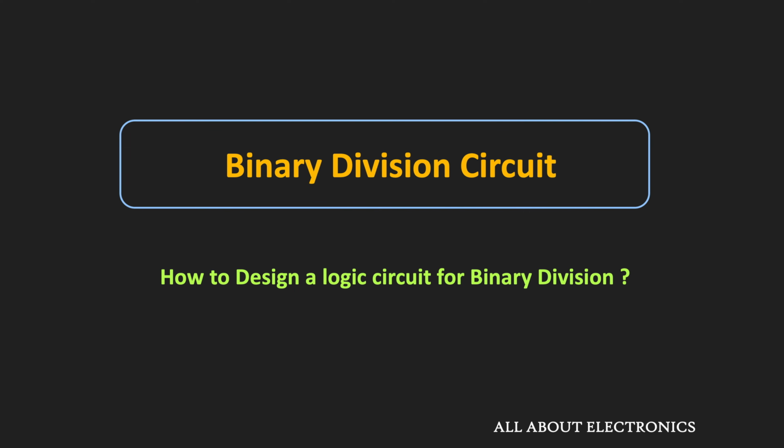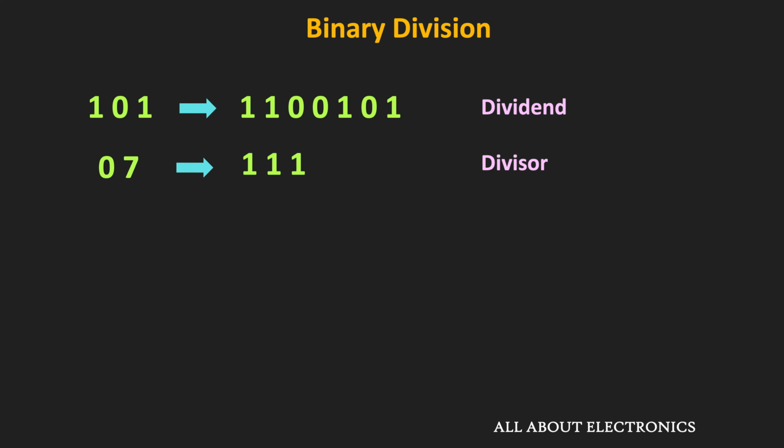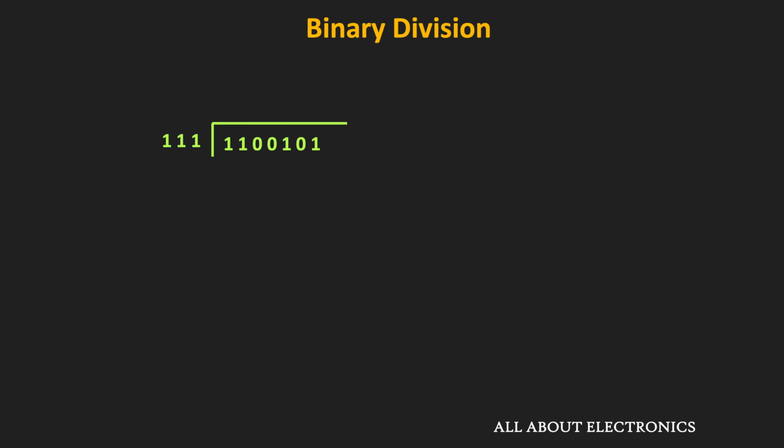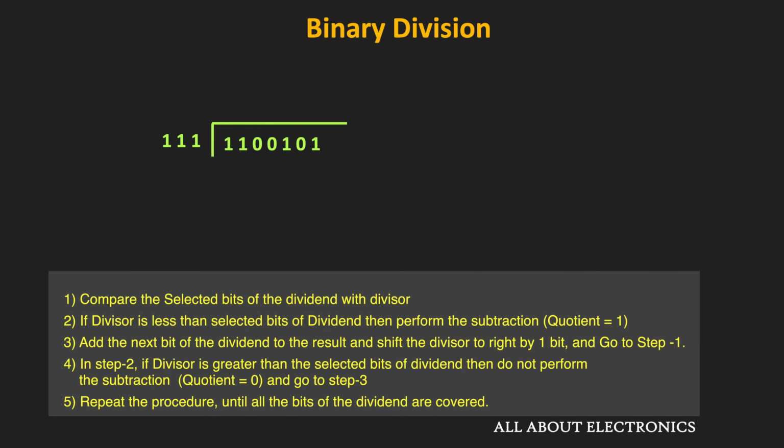In the previous video, we have already seen the steps for performing the binary division. This binary division is basically a repetitive subtraction. So just to quickly revise, here I am taking the same example which we have covered earlier. In the division, what are we doing? First we are comparing the divisor with the selected bits of the dividend. If the divisor is less than the selected bits of the dividend, then we subtract the divisor from the selected bits. And in the quotient we write 1.